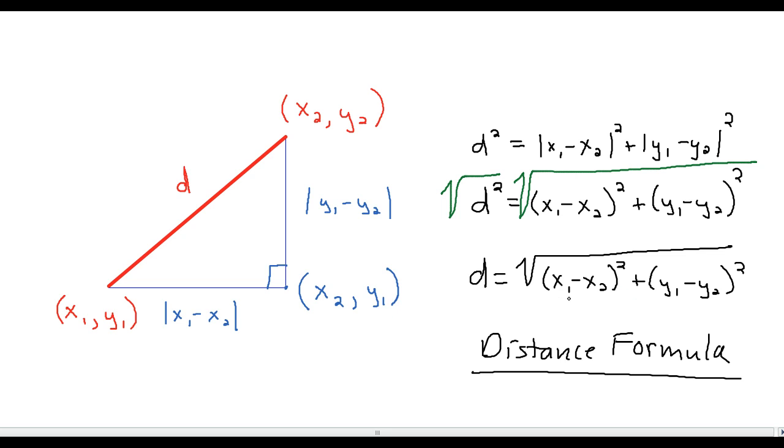So for the distance formula, to find the distance between 2 points, you subtract the x's and then square it. Subtract the y's, square it. Add them together and then take the square root. That's how you find the distance. So let's look at another example with just the formula.